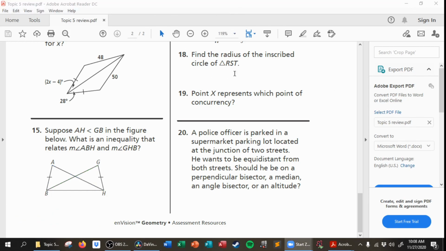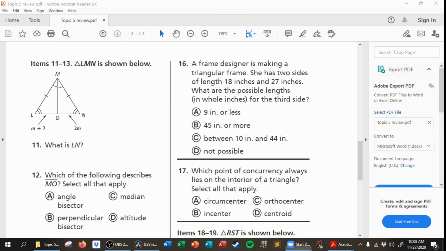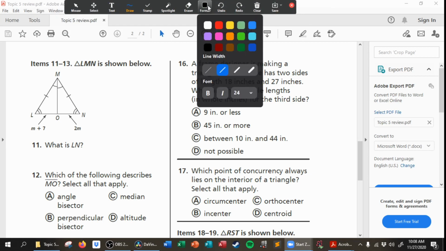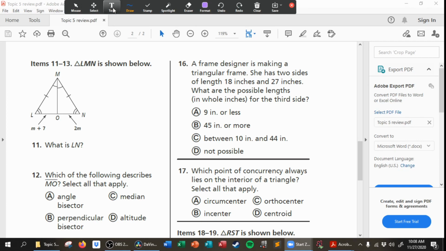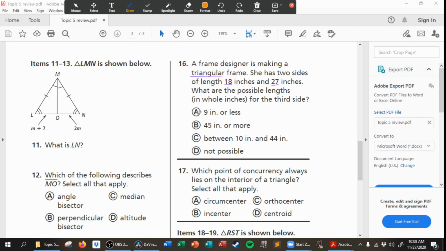So number 16. All right, we have our first actual word problem here. So let's make sure we take time to fully analyze it and think about what it's asking before we jump in. The frame designer is making a triangular frame. So we know we're going to be building a triangle. She has two side lengths of 18 inches and 27 inches. What are the possible lengths in whole inches? So that means here we're probably going to round. So I'm going to put that in a different color just so it calls my attention to it for the third side.